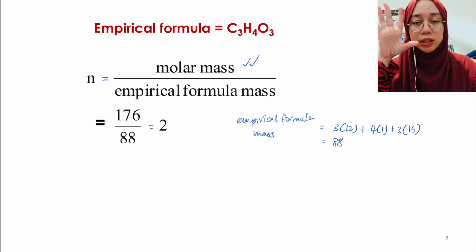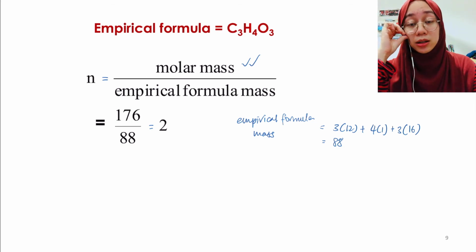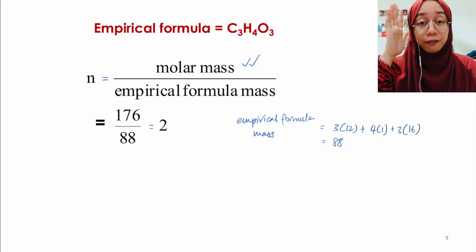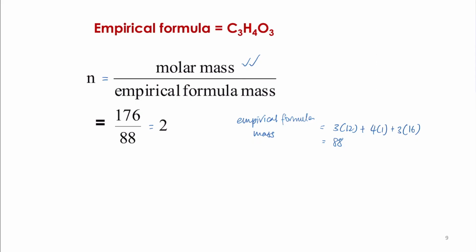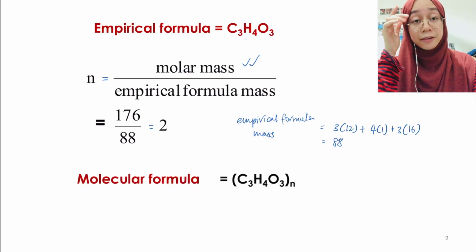So sometimes kamu terus dapat a whole number lah tu, but sometimes kamu akan dapat yang macam 1.99 kah, 2.01 kah. Yang tu kamu boleh simply terus round off kan. Okay, dia jadi 2. So we now have the value of N. So macam mana kita nak cari molecular formula pula? Okay, so now we have the value of N. So how do we use the value of N to look for the molecular formula now?